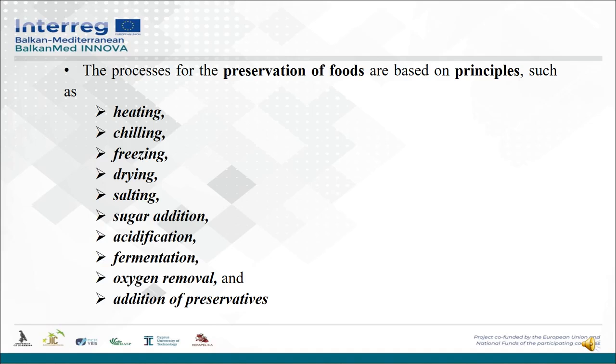The processes employed for the preservation of foods are largely based on principles such as heating, chilling, freezing, drying, salting, sugar addition, acidification, fermentation, oxygen removal, and addition of preservatives. However, the emphasis given to the different principles differs considerably.